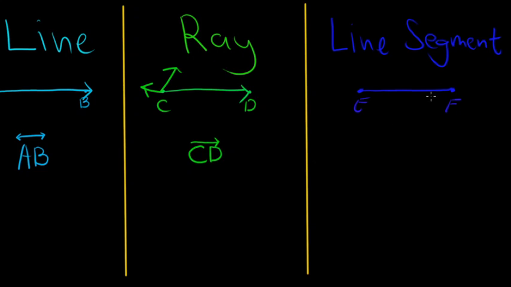While in a line segment, let's name this EF. This is line segment EF, and in symbols, that will be capital letters E and F. And then right above them, just a miniature of this figure right here without any arrowhead. And that's basically the difference between a line, a ray, and a line segment.